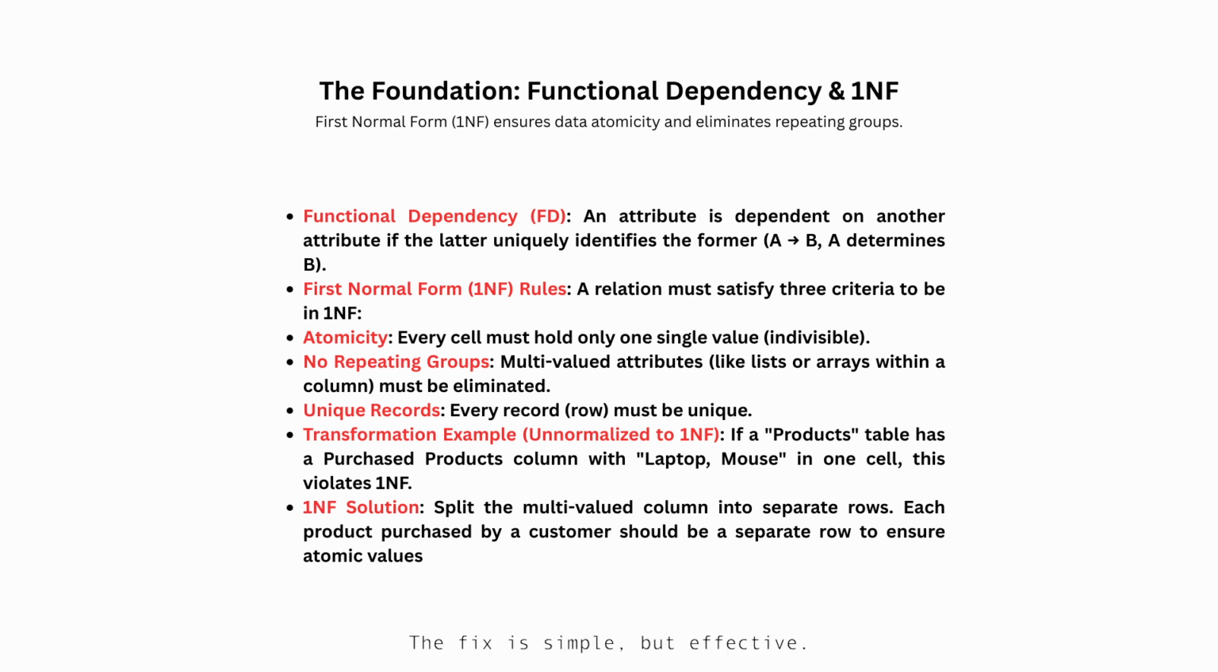The fix is simple but effective. You eliminate repeating groups by putting them into separate rows or new entities altogether. In our e-commerce example, a customer buying two items gets two separate rows, each linking the customer ID to a single product. This simple step lays the groundwork for all subsequent normalization efforts.